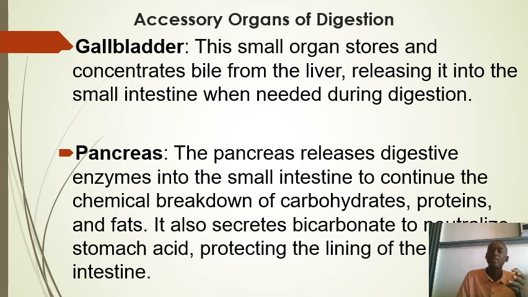So the next accessory organ is the pancreas. The pancreas releases digestive enzymes into the small intestine to continue the chemical breakdown of carbohydrates, proteins, and fat. It also secretes bicarbonate to neutralize stomach acid, protecting the lining of the small intestine.